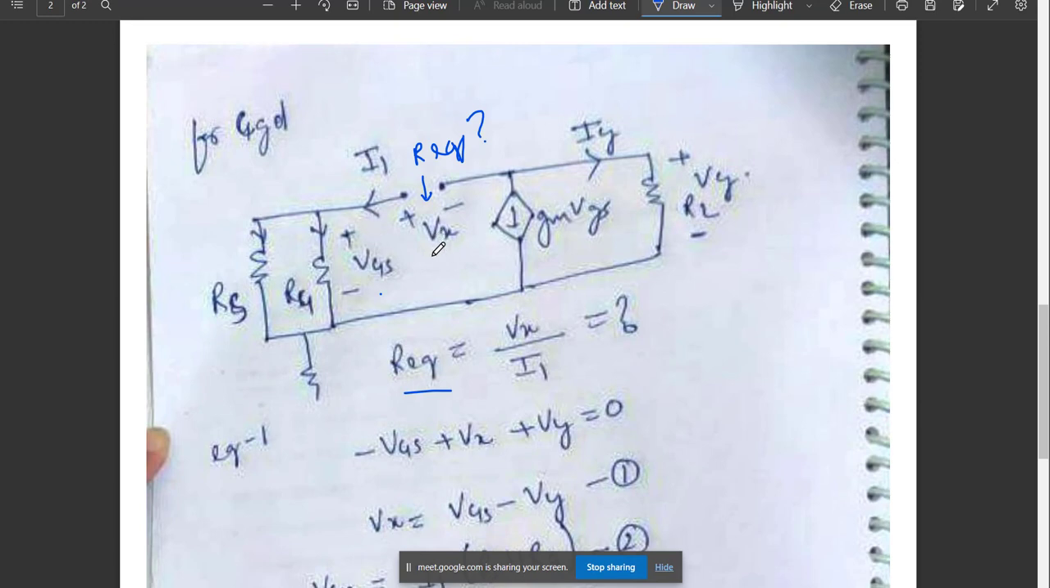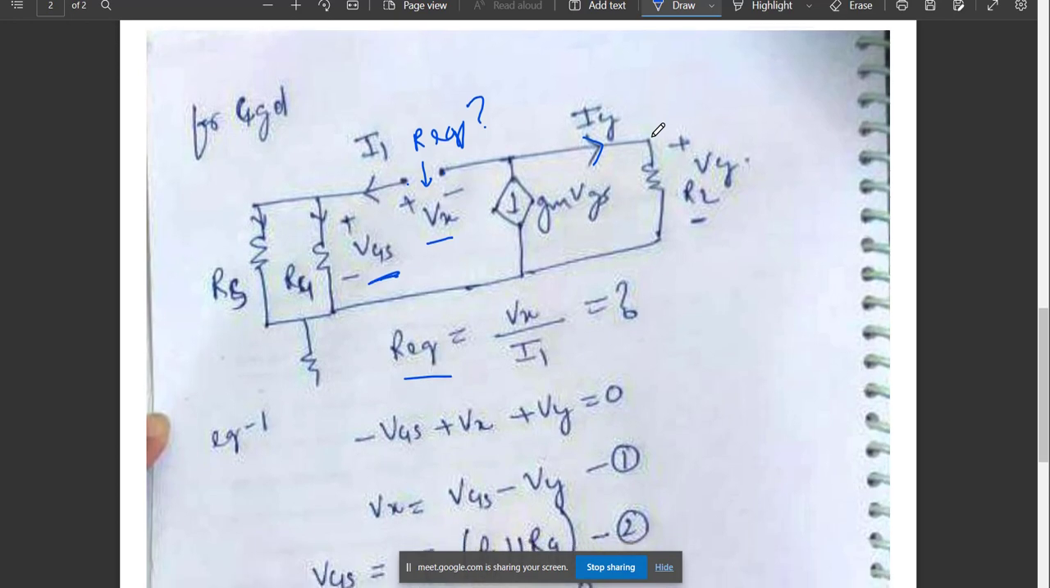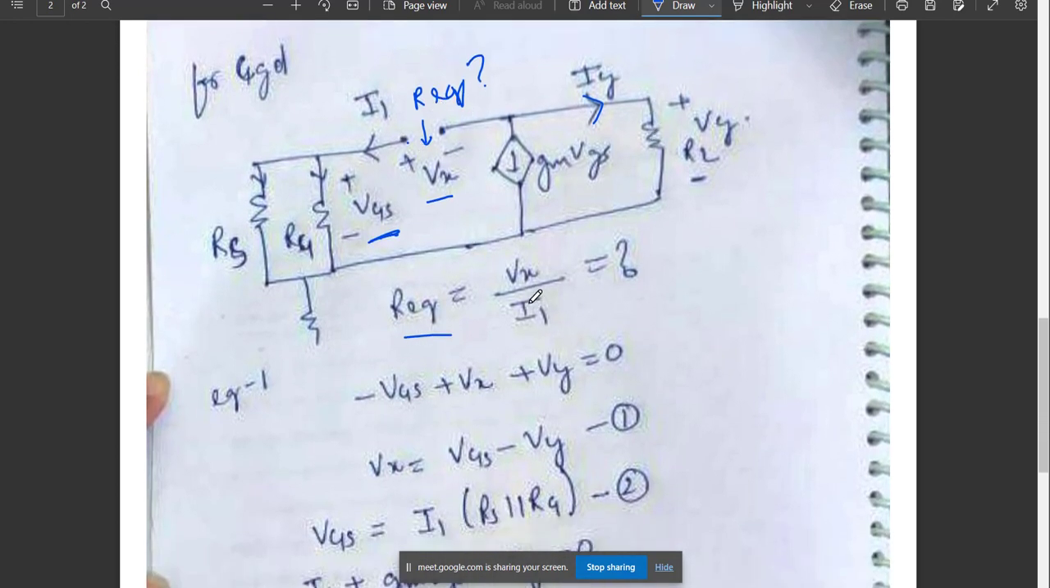Now we are assigning some variables to some points. Here the current flowing in this line is I1, and the potential drop here is plus Vx. Here the potential drop is already given, VGS, and we have also taken the potential drop here as plus minus Vy, and the resistor here is already RL, and we have taken the current flowing in this direction as Iy. Okay, so the R equivalent will be Vx divided by I1, right? Any doubt till here?